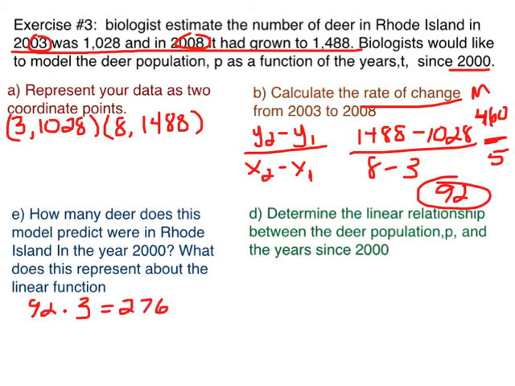Total deer would have grown from 2000 to 2003. So what I need to do is take what I had in 2003, which is 1,028, minus the 276 deer, and that's going to give me an answer of 752 deer in the year 2000.